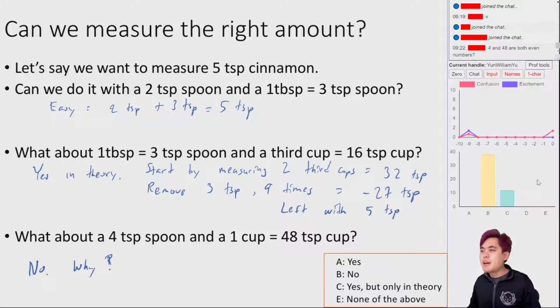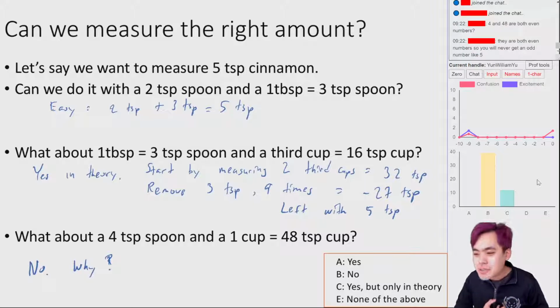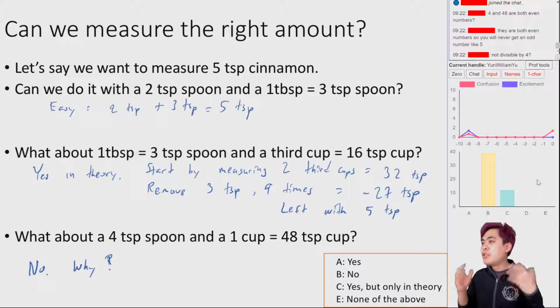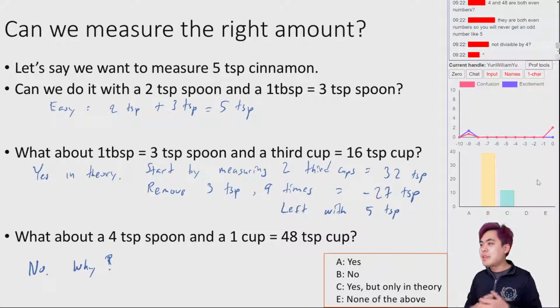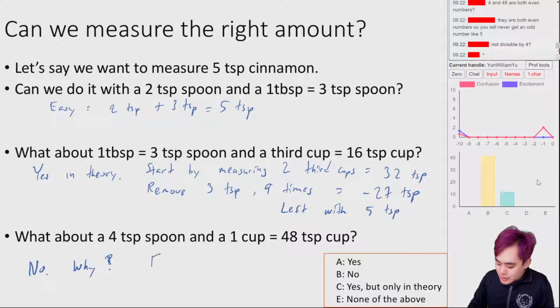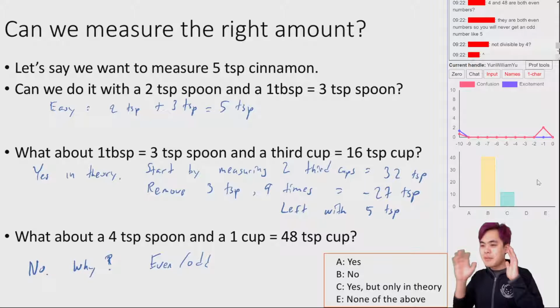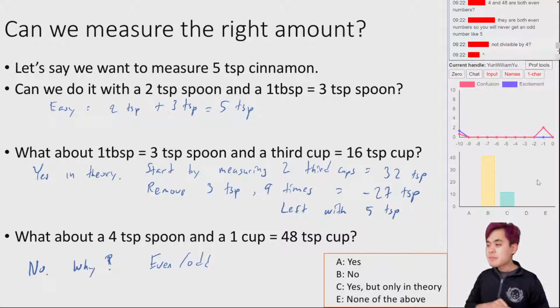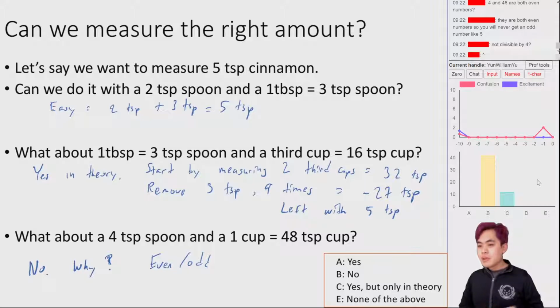Okay, so it looks like Niraja, yes, we have a couple different replies. They're both even numbers, and so you can't ever get an odd number like 5. Exactly. So that gets you at the heart of it. This doesn't always work exactly, but that is a very good heuristic for why you can't get 5 from 4 and 48. Okay, so let's keep on going.